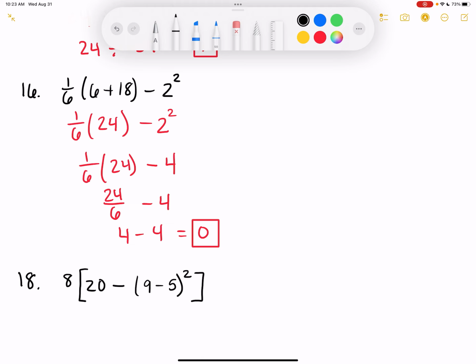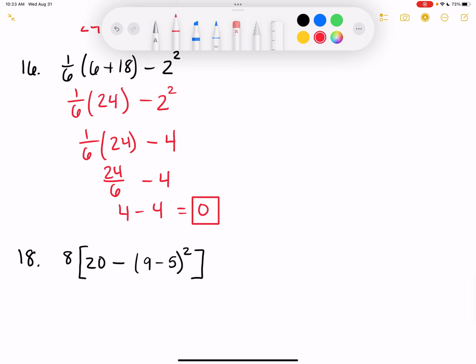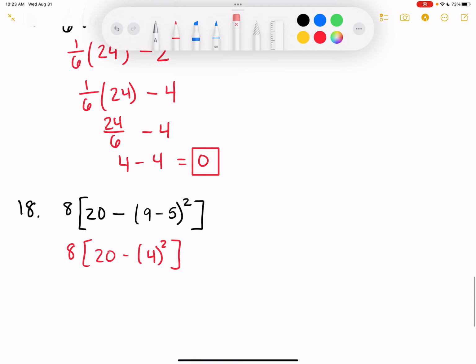So with that, what is the first part that I'm doing out of the bracket? Parentheses. Okay, so I'm going to go ahead and do the 9 minus 5. So copying everything else down, that's going to be 4 raised to the 2. Now what? Exponents. So I'm going to do the exponent. So 8 and then the bracket 20 minus 4 raised to the 2 is 16.